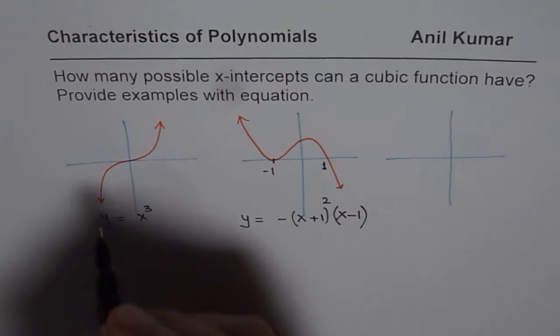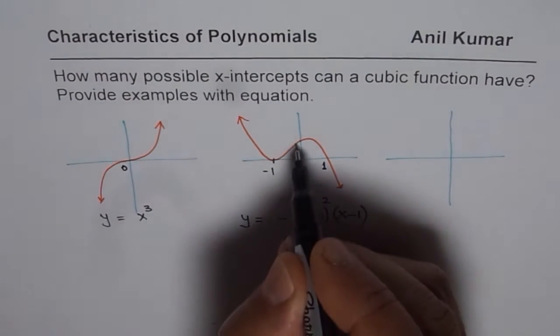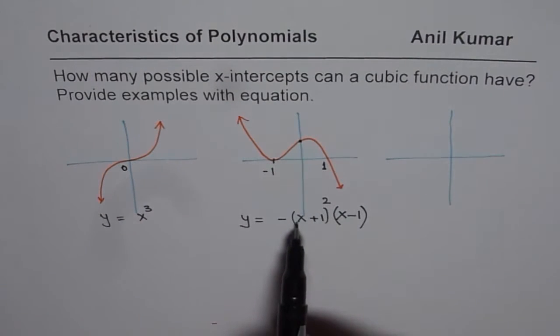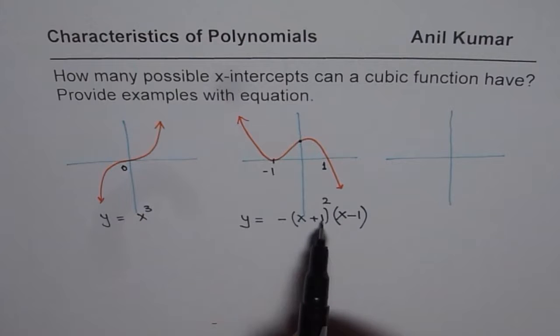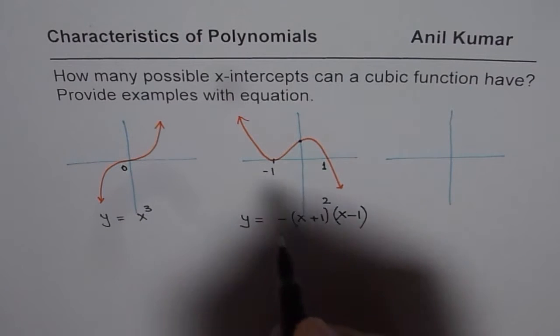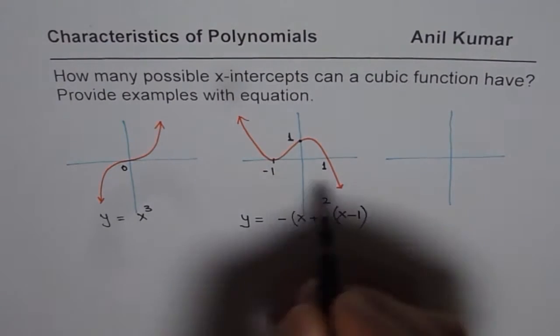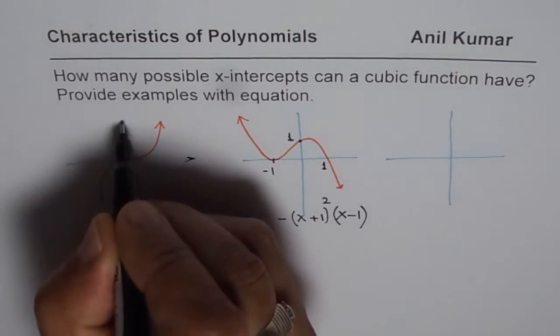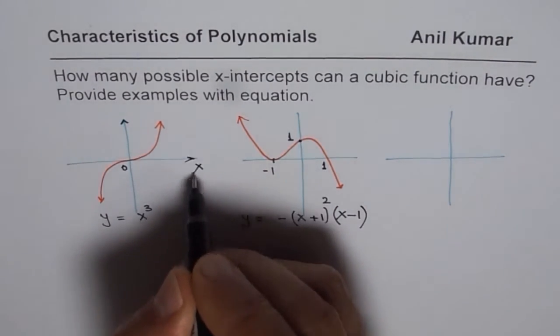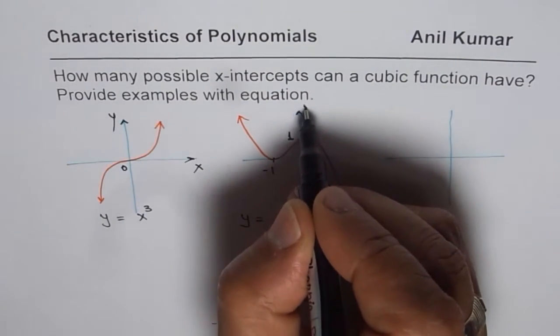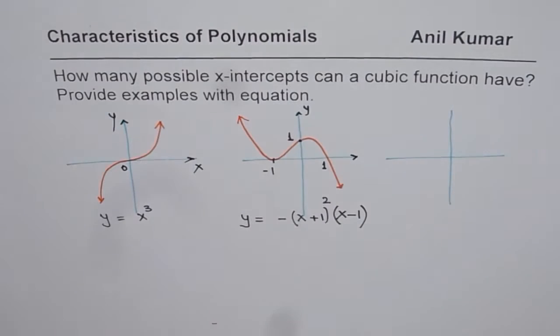Now you can be specific in this example. If you want, you can give the y-intercept. Also, if x is 0, then the value of y will be 1 times -1 times negative, so this value is also +1. So that becomes the graph of a cubic function which has two x-intercepts. Do you see that?